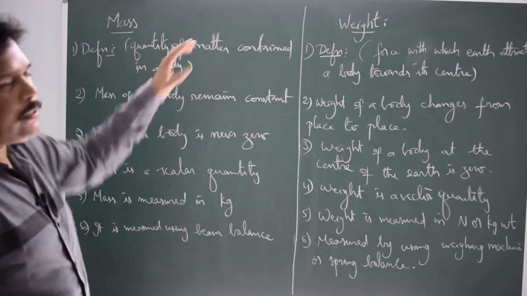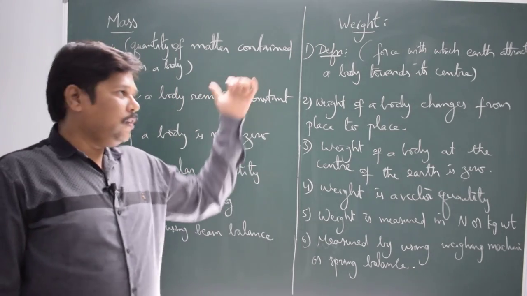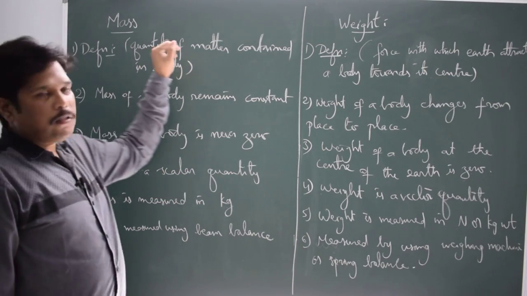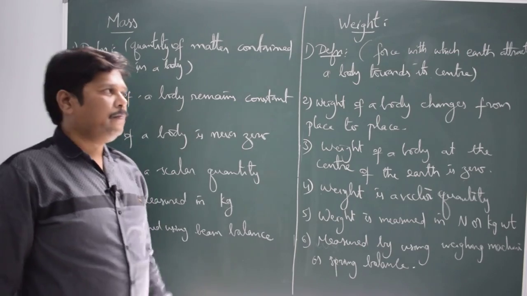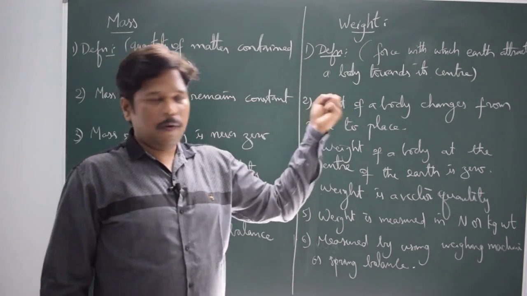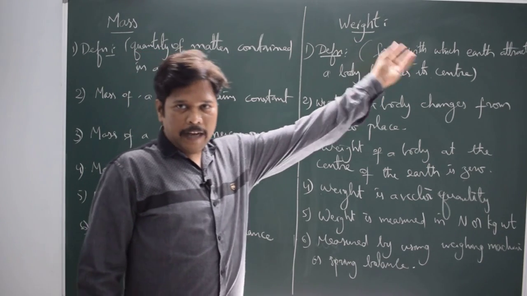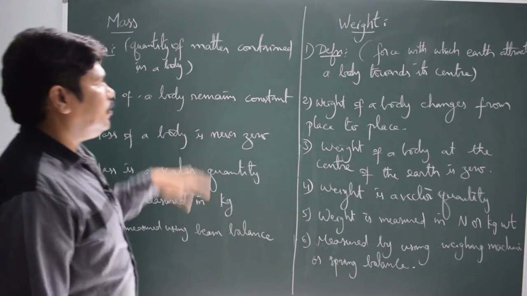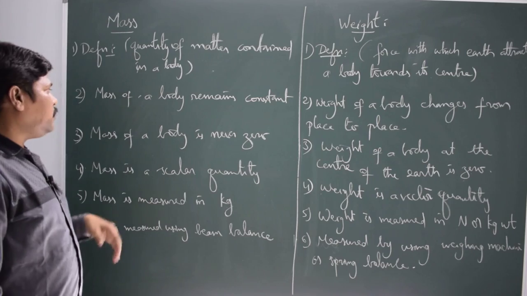So first point, when we make the difference between mass and weight, the definitions are, we always take the first point as definitions. Mass is defined as the quantity of matter contained in a body. Weight is the force with which the body is attracted towards the center of the earth. So it is the attraction force, the gravitational force acting on the body. That is the first difference, with the definition.